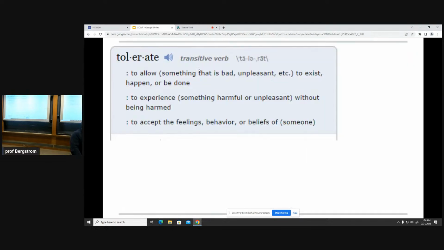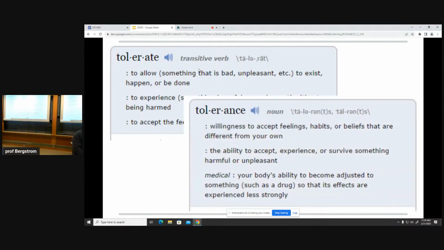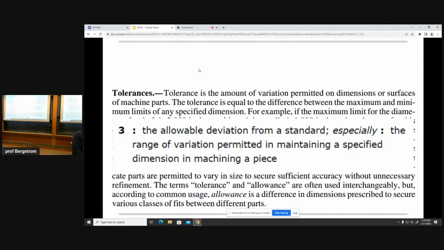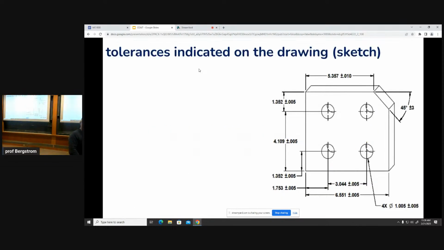Okay, what do we got next? Oh, tolerate. We've got this, right? The definition in ISO is the allowable deviation from the standard. We've talked about all this stuff. We know what all this stuff is. All right. So here we've got tolerances indicated on the sketch. Let me put one of these up.